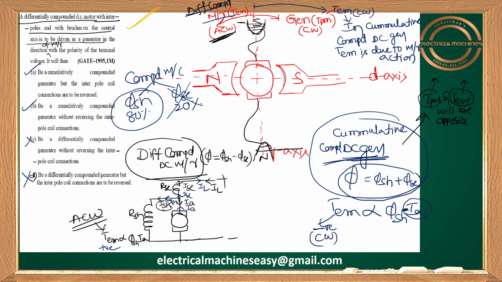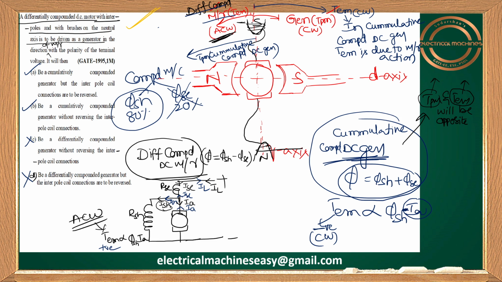And everybody knows that in a generator TPM and TM will be opposite. Whenever TM is clockwise, what should TPM be? Anti-clockwise, no. So let me show you here. This is nothing but TPM, or simply the direction of the cumulative compound DC generator. Let me write here: cumulative compound DC generator.